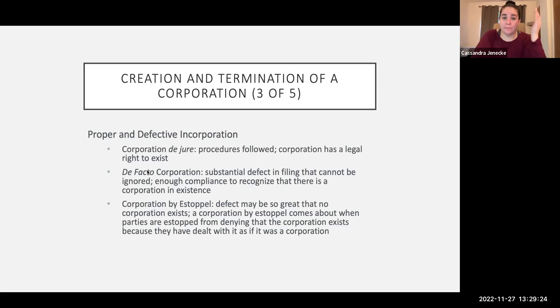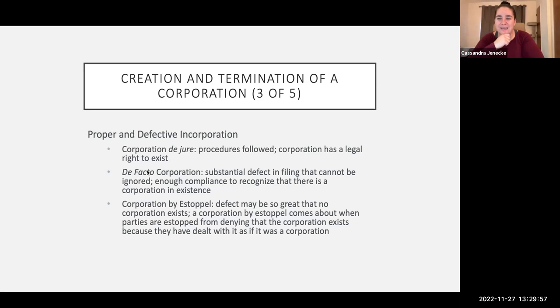Hire a lawyer. But so what happens if you don't? So corporation de jure is that you followed the procedures correctly and you have a legal right to exist as a corporation. A de facto corporation means that there was a substantial defect in your filing that cannot be ignored, such that you may lose limited liability if you do not have enough compliance with your application to recognize that a corporation is in existence. So that's a de facto corporation.